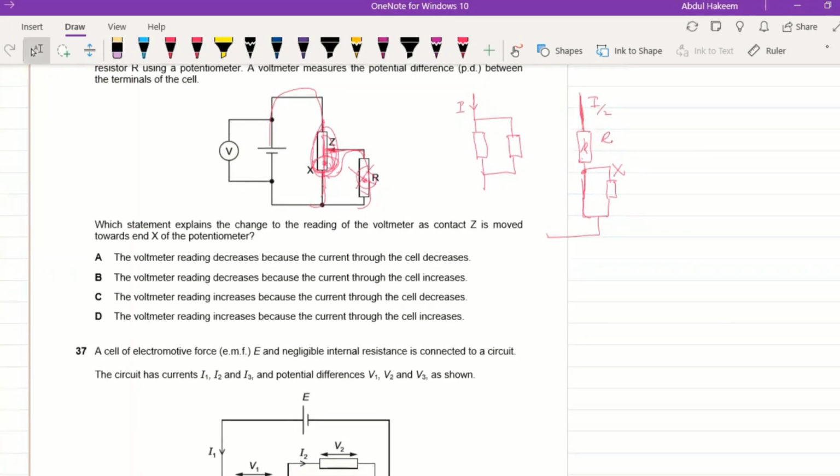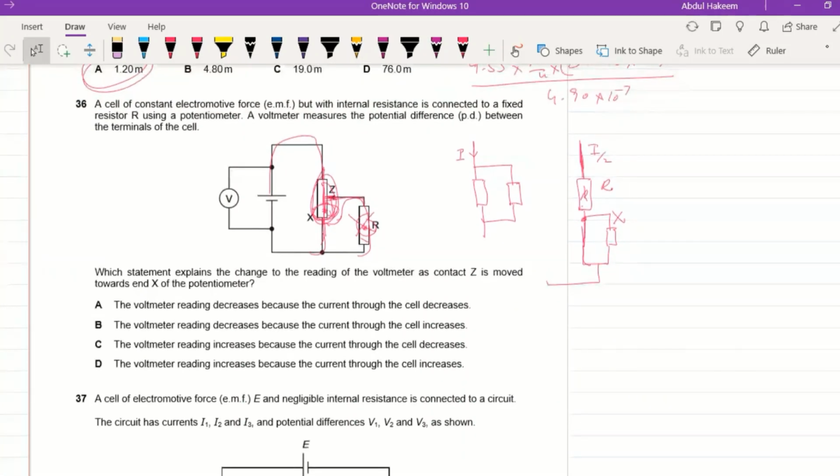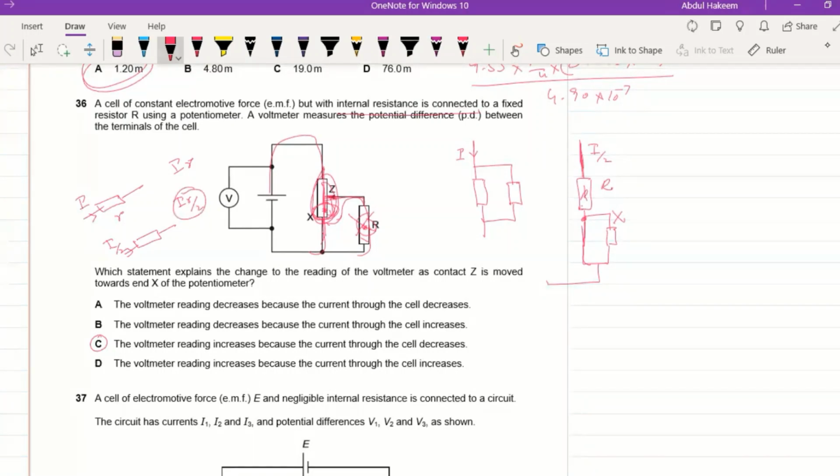So the voltmeter reading will increase because the current through the cell decreases. Reason? So the answer is C. The reason is the cell has internal resistance. At first, the internal resistance R is carrying current I, so the loss of voltage is IR. And then when the current passing through the internal resistance is I by 2, then a smaller voltage is lost. So definitely the terminal potential of the cell will increase.